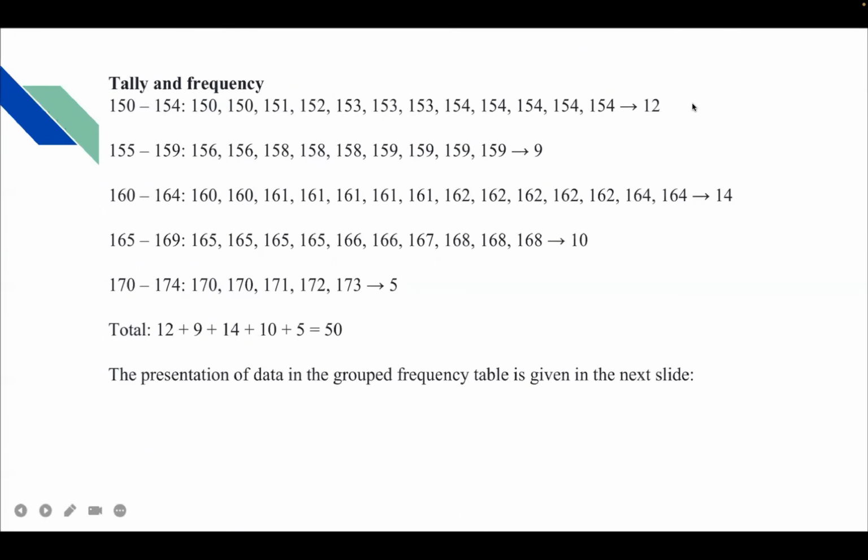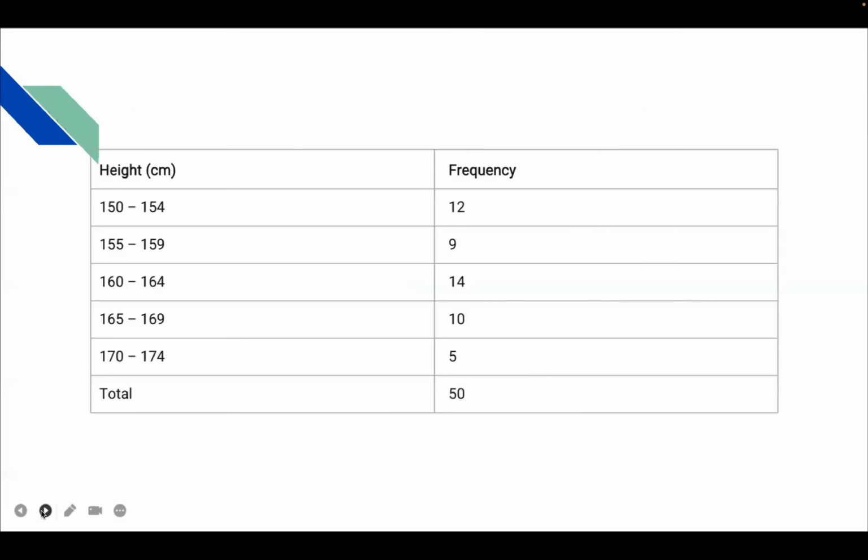They've tallied it. So this is 12, this is 9, this is 14, this is 10, and this is 5. And if you add everything, you will get 50. So it shows that the summation is correct. Total is 50. So the presentation of data in the group frequency table is given in the next slide.